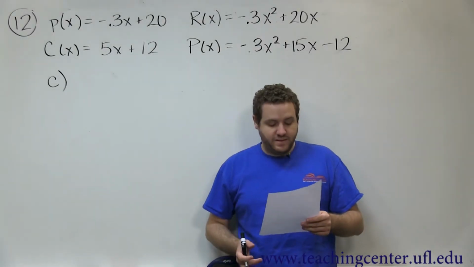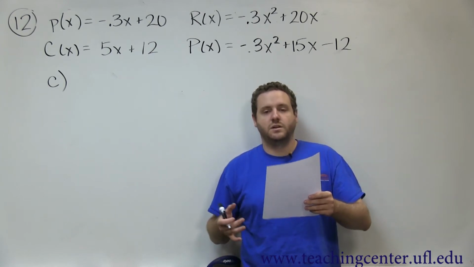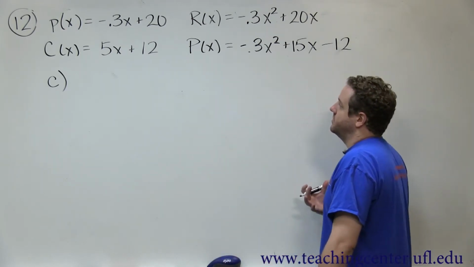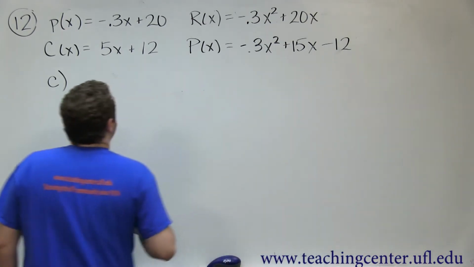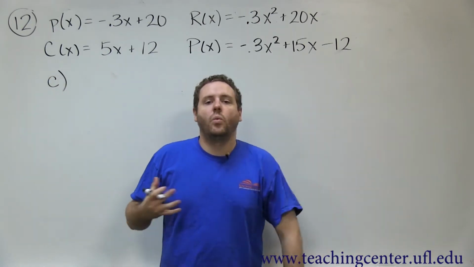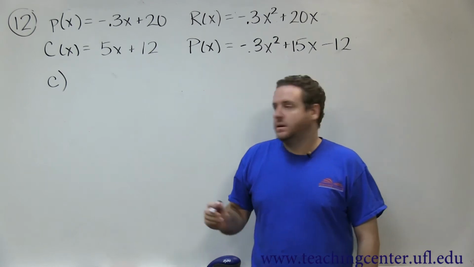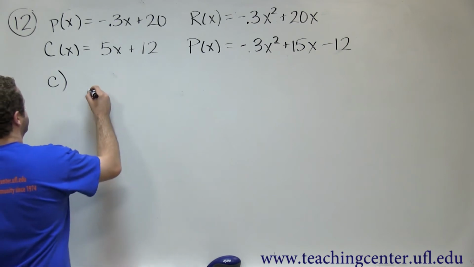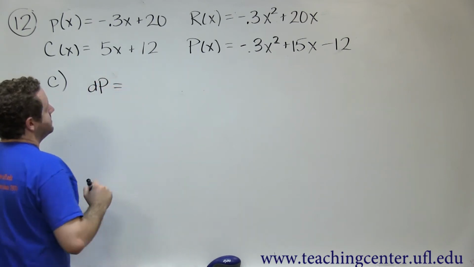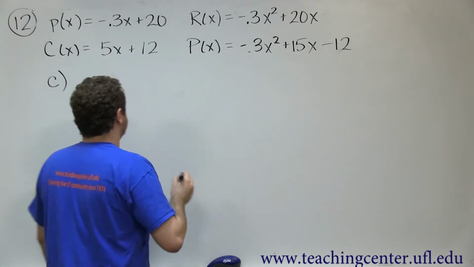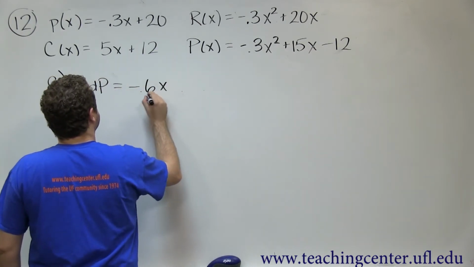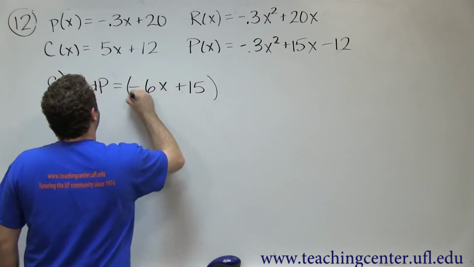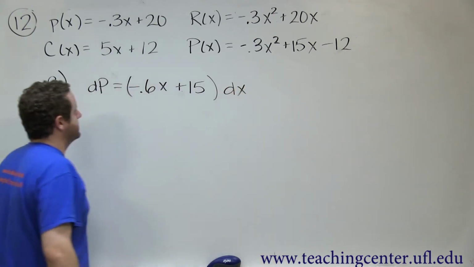So part C of this problem asks us to use differentials to estimate the change in the company's profit between producing 30 to 32. When you use differentials, you always need to take the equation you're using, take the derivative of it, but split up your y and x, or in this case your p and x. So by doing the differential of this equation, we'll end up with dp equals, now we're going to take the derivative of this equation, which would be negative 0.6x, because we multiply the 2 down, plus 15, and we do times dx.